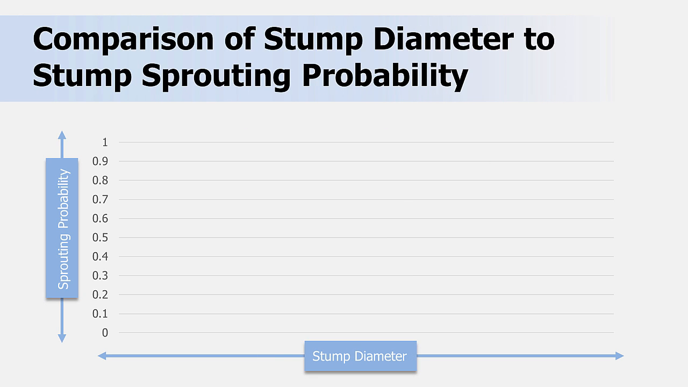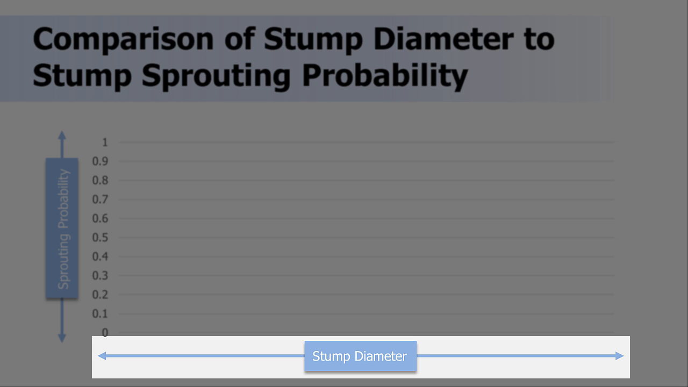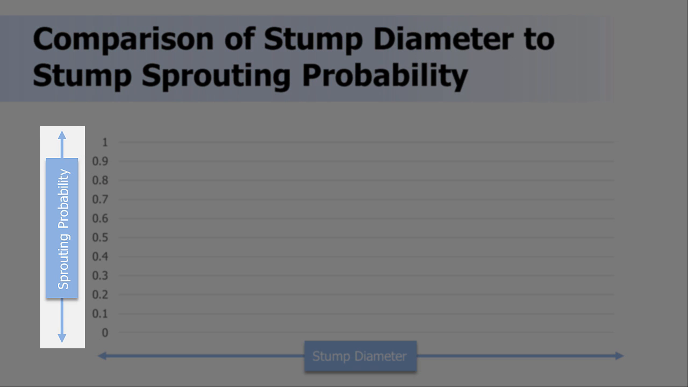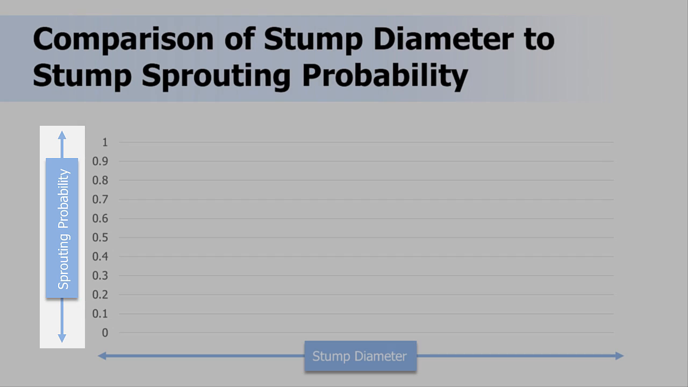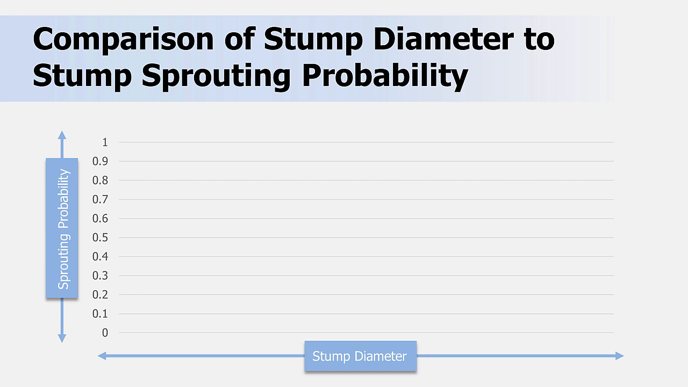This graph illustrates the comparison of stump diameter to stump sprouting probability. The x-axis shows the stump diameter in inches. The y-axis shows the probability that a stump will contribute a stem to the future forest stocking. Red maple, chestnut oak, white oak, black oak, and red oak were evaluated for their potential to contribute a stem to the future forest stand. For red maple, regardless of the stump diameter, this species exhibits very high sprouting potential.